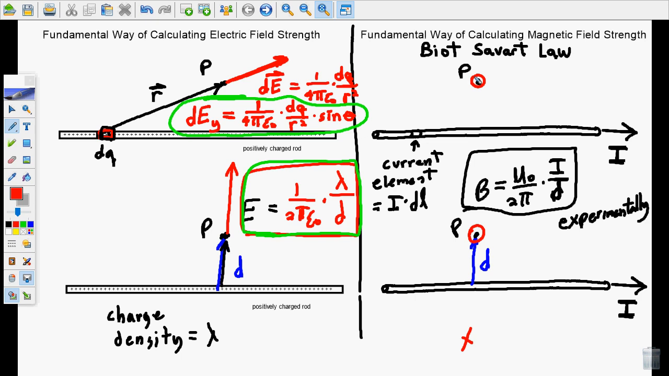That little current element is a distance, let me get a different color here, R from point P. Now, guess what the current element's contribution to the whole shebang magnetic field is called? dB. dB is the contribution to the whole magnetic field that came from the little baby current element right in here. Maybe I should highlight that.